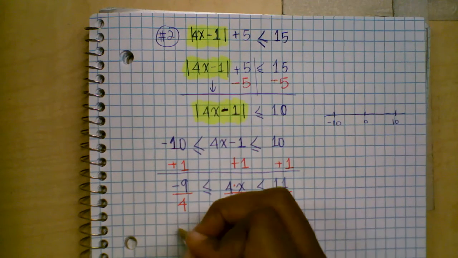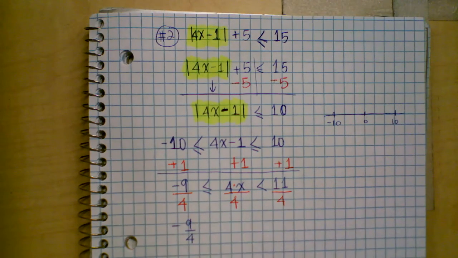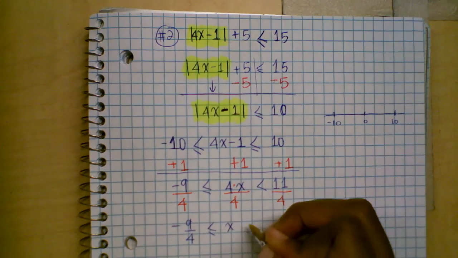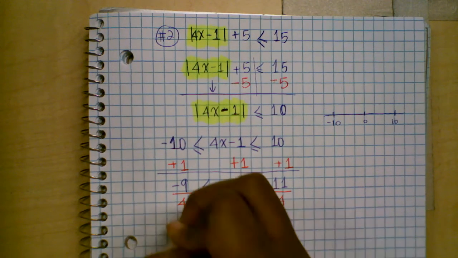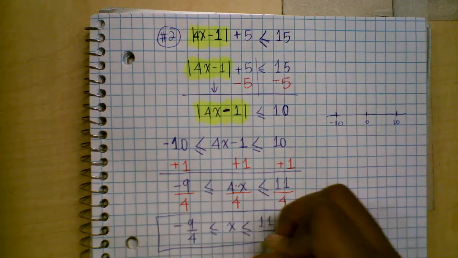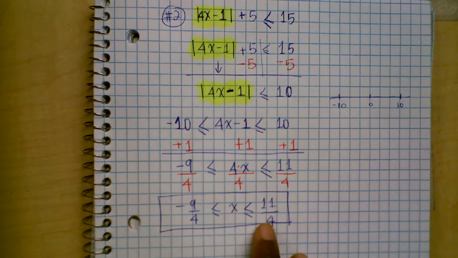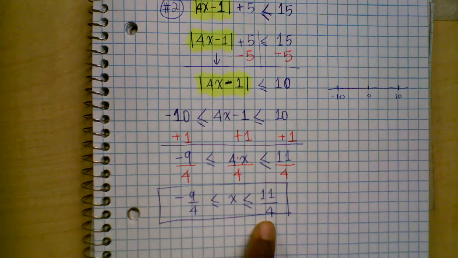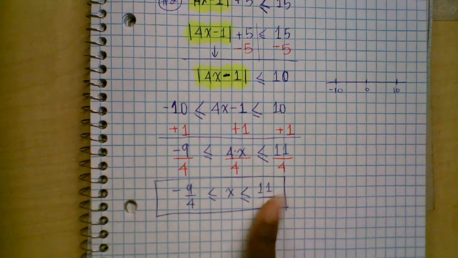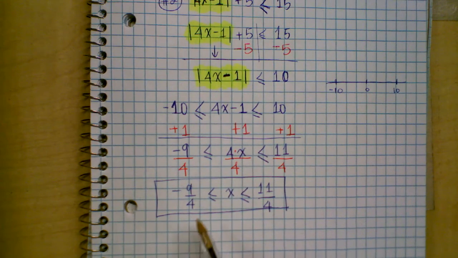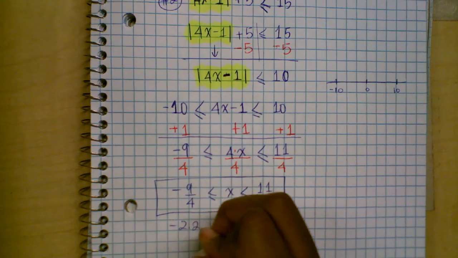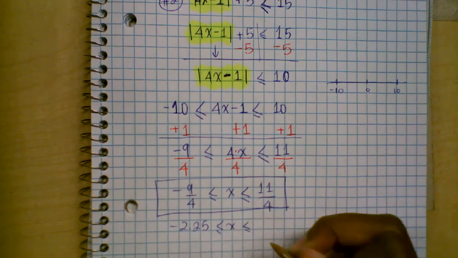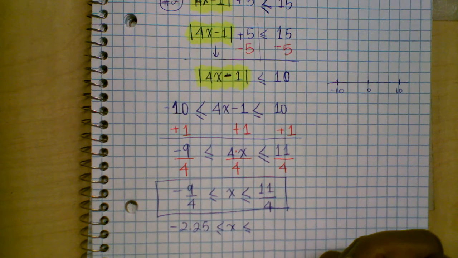Now I end up with negative 9 over 4 is less than or equal to x, and x is also less than or equal to 11 over 4, and that's the solution. Sometimes you end up with integers, and sometimes with fractions. If you want to graph this, I'm going to find the decimal of negative 9 over 4, which is about negative 2.25, and 11 divided by 4, which is about 2.75.